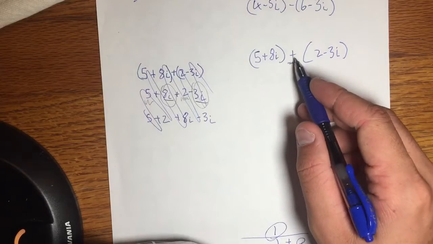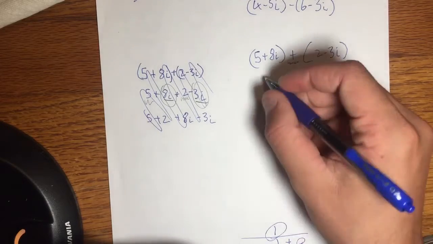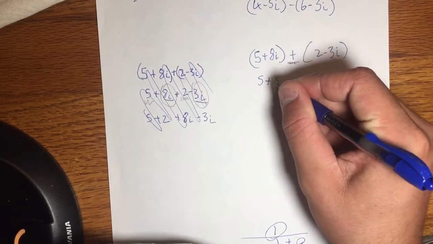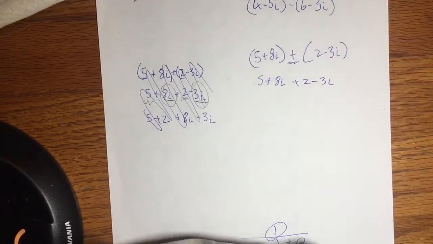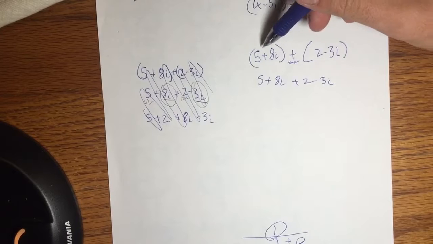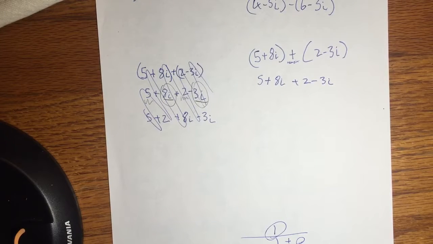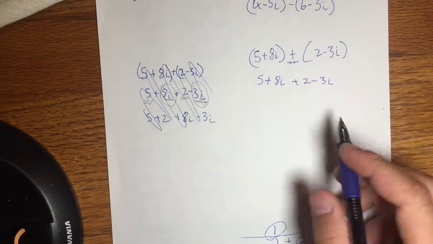If it's addition, it's pretty easy, because all you need to do is just get rid of the parentheses, which leaves you with 5 plus 8i plus 2 minus 3i. Okay, you're able to do that because you're just adding everything together. You're not multiplying, so it's just addition. So now what you need to do is get similar things together.